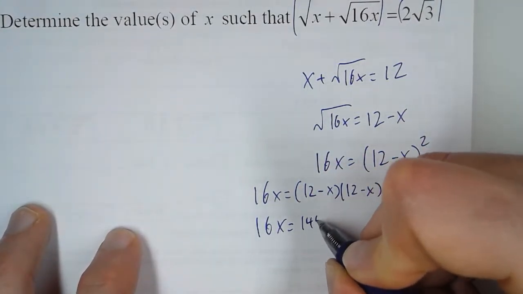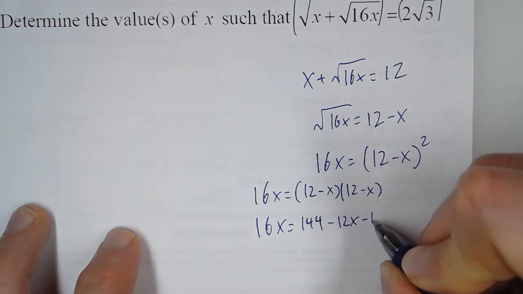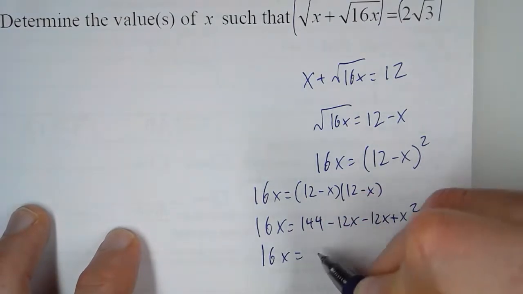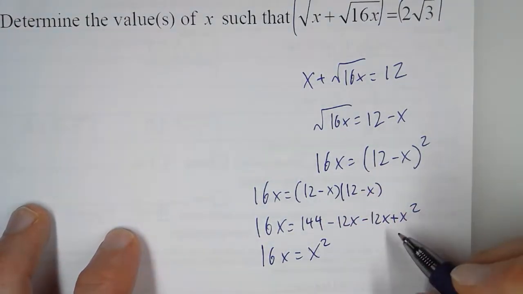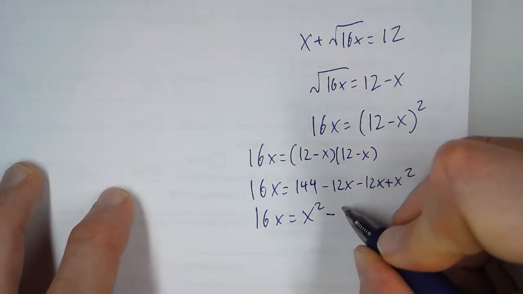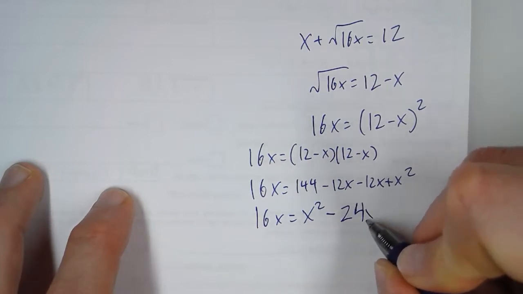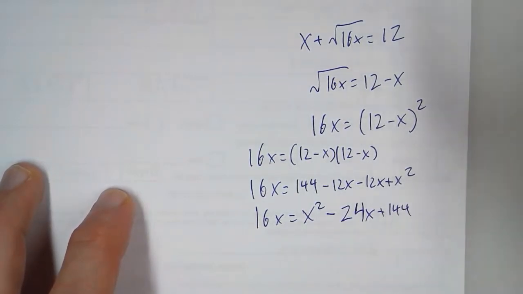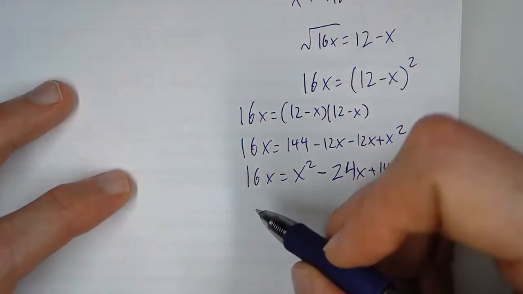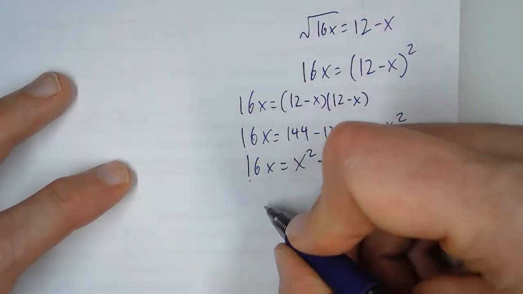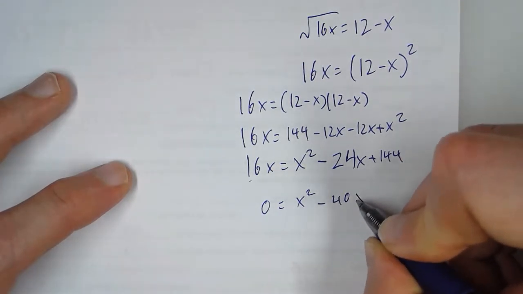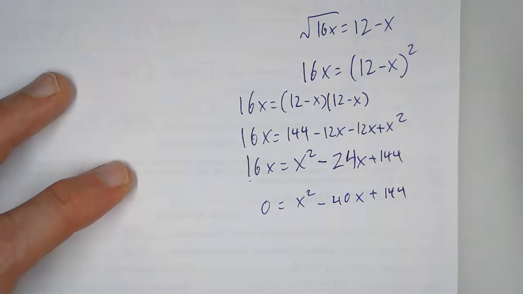So that becomes 144 minus 12x plus x squared. So we have, now since x squared is positive, we'll put that first, and then we'll combine our x terms, so it's minus 24x plus 144. Now anytime we have a quadratic, we want it equal to 0. So that means we're going to subtract the 16x over to the other side. So x squared minus 40x plus 144.